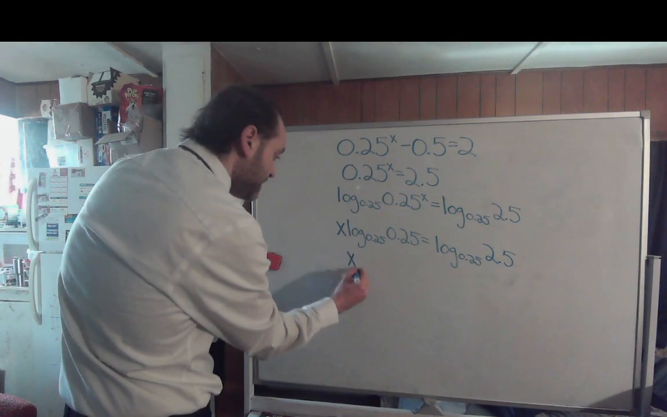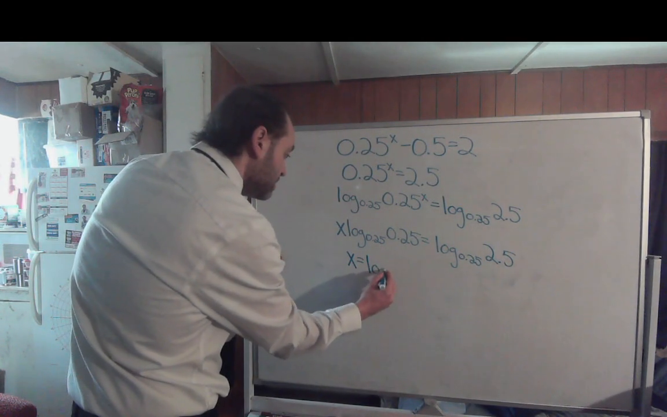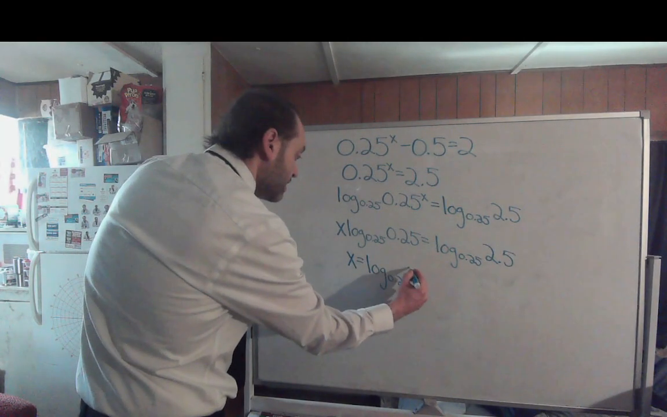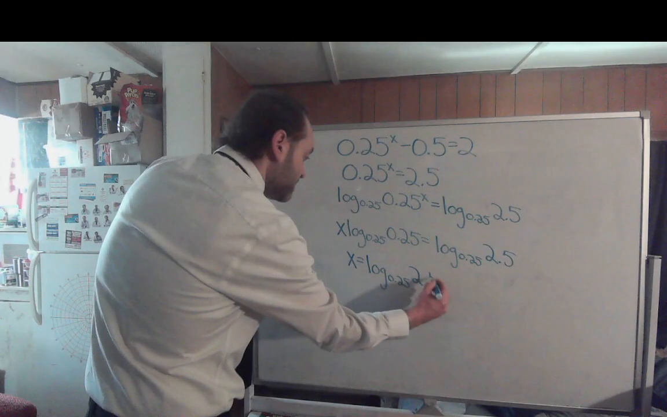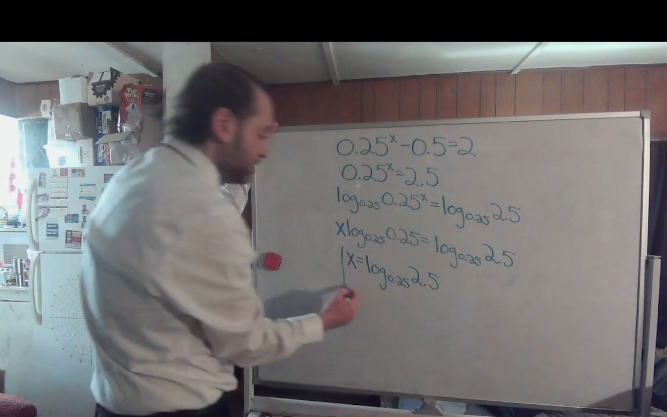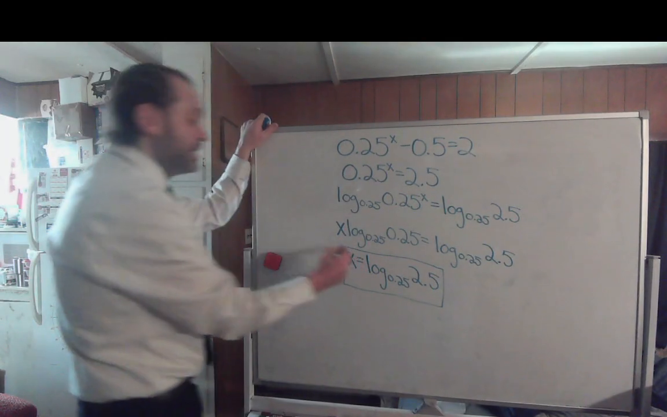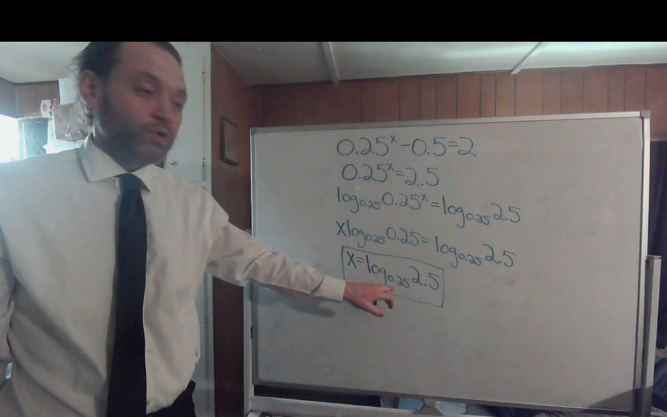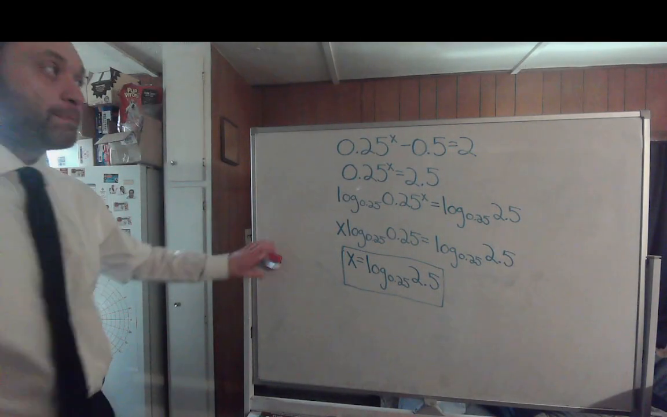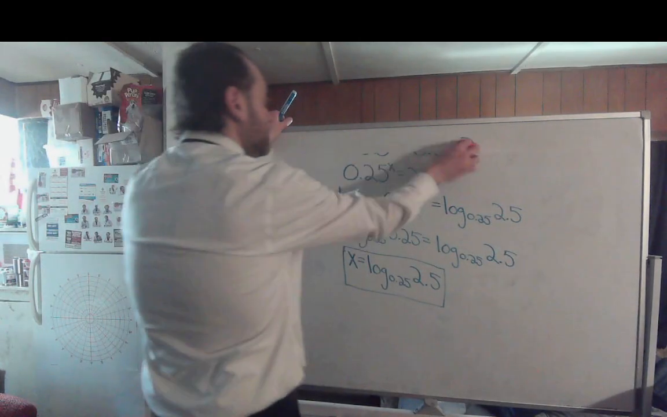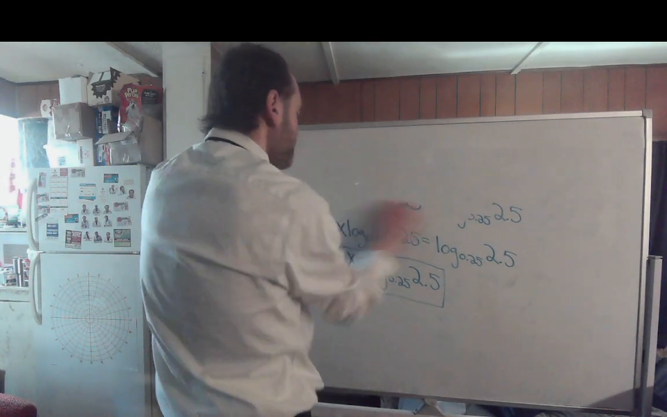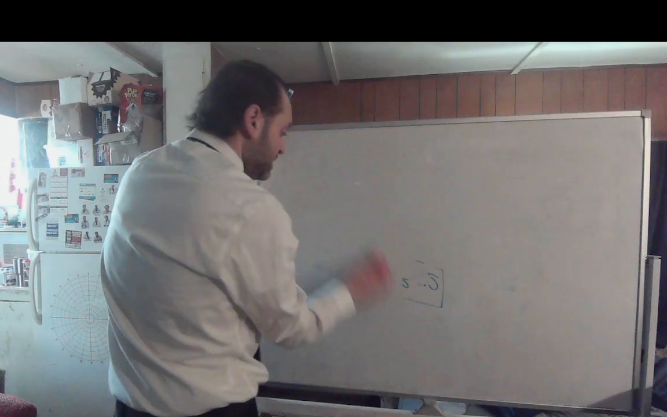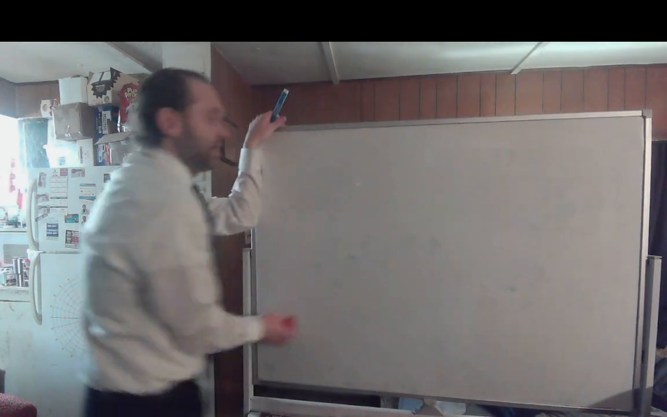So you would get x is equal to log base 0.25 of 2.5. That would be the best way to do this, unfortunately. You got a rather hideous answer, but that's the exact answer. X equals log base 0.25 of 2.5. The decimal ones can get a bit tricky at times.